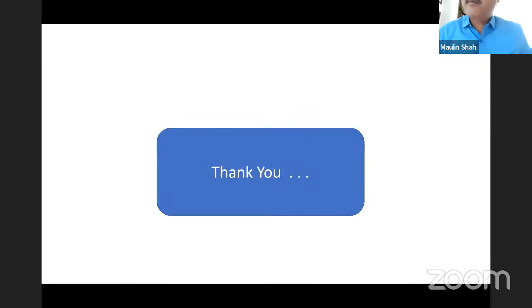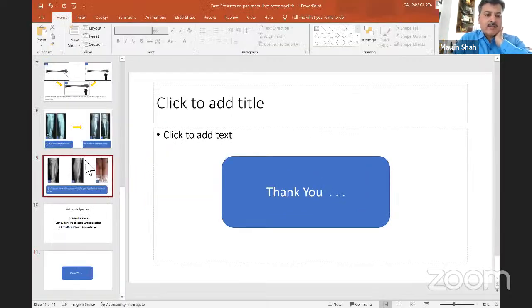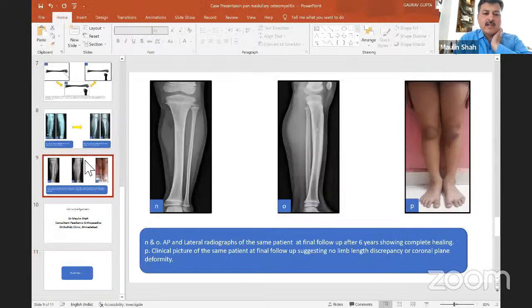So this case, I can send this to all of you. You all can present it wherever your meetings, because this is a good learning point to decompress the narrow canal without disturbing the bony anatomy further. So, Rudra, your comments, and then we'll go for the next case.